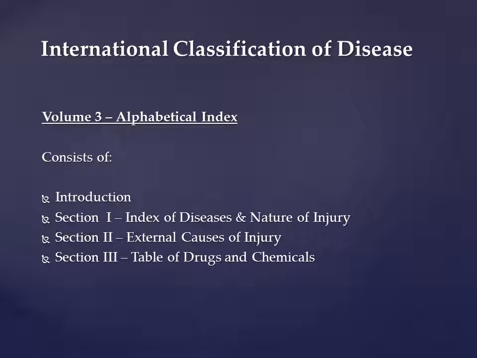The next volume is the alphabetical index. This consists of 4 parts. The first one is the introduction. Then section 1 is an alphabetic listing of terms related to disease, nature of injury, reasons for contact with health services, and factors influencing a person's health. While section 2 is an alphabetical listing of external causes of injury, morbidity, and mortality. Then section 3 is an alphabetically arranged table of drugs and chemicals.